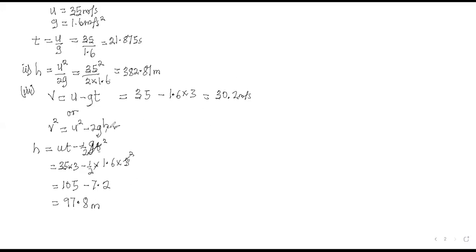Okay, so we can determine the velocity v squared because we have the vertical height. So 35 squared minus 2 times 1.6 times h, which is 97.8. Please help me calculate and subtract: 35 squared minus all that.